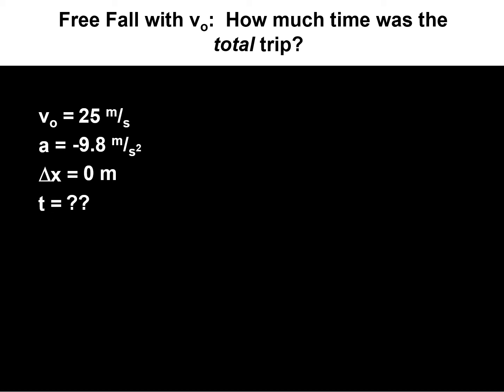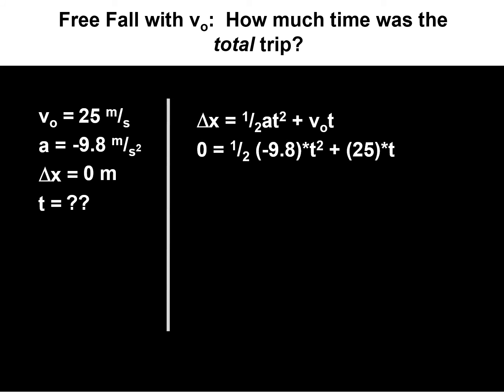The question here is how much time does it take to do the total trip? From beginning to end, we know the initial velocity at the beginning is positive 25 meters per second. We know the acceleration is negative 9.8 meters per second squared. And if you remember the displacement, since it starts and ends at the same height, then that's going to be 0 meters. How much time is going to pass by? We're going to use the equation displacement equals 1/2 times acceleration times time squared plus the initial velocity times time.